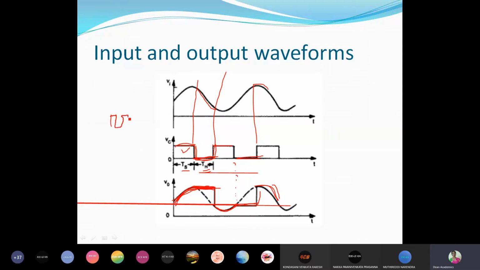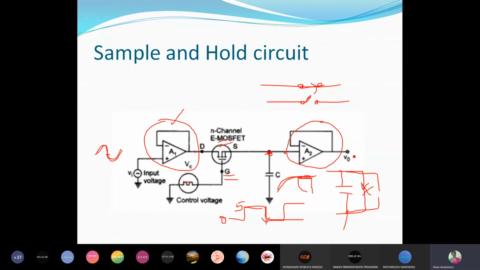That means you can take samples at a very high rate, or at a very low rate, in whatever manner you want. So the circuit function mainly depends on this control voltage: how much sample you are taking, and how long you want to hold. The time period, the waveform width, everything you can change. Depending on the control voltage, the capacitor will be sampling and holding, sampling and holding the signal.